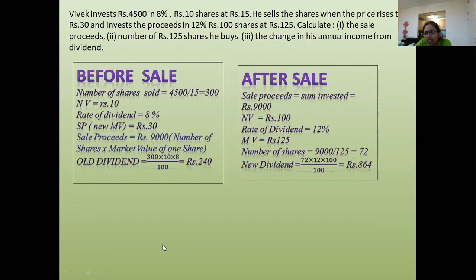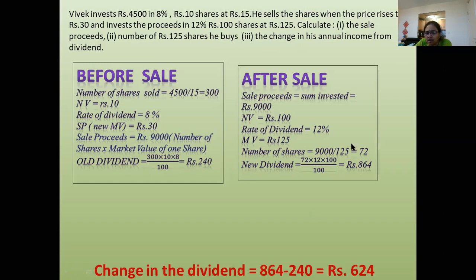So the answers are given. The sale proceeds is 9,000, right? The number of 125 shares he buys is 72. The change in his annual income. What will be the change in his annual income?